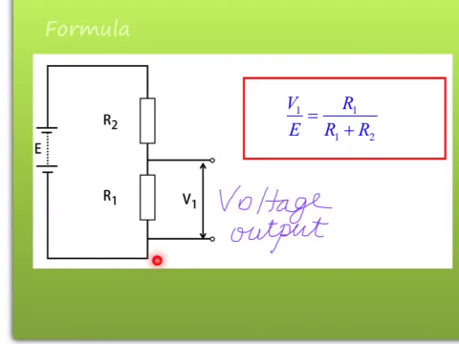Here is another potential divider with two resistors that are not of the same resistance. And to work out the voltage output V1, we just use a simple ratio. So if we put voltage output over the EMF, or the voltage put out by the battery, and that's equal to resistance 1, which is that one there, over the total resistance R1 plus R2.